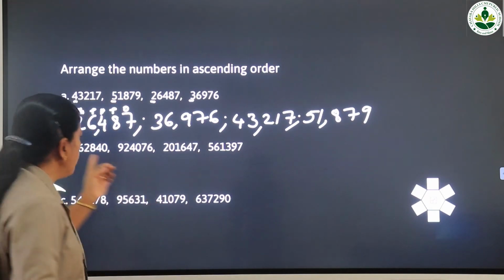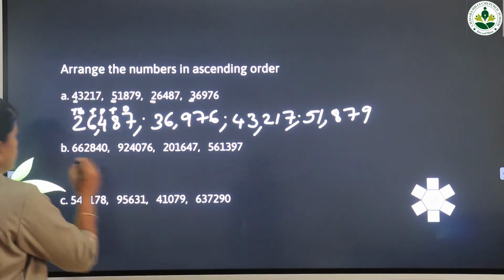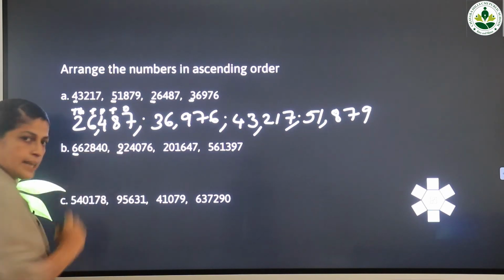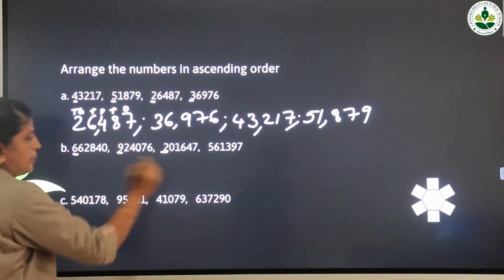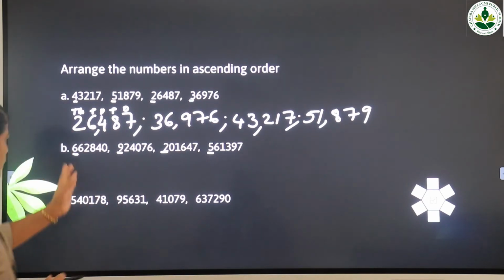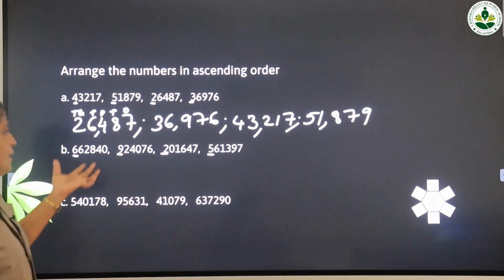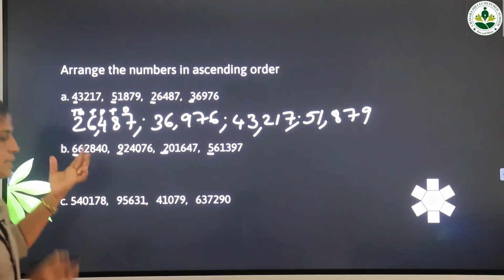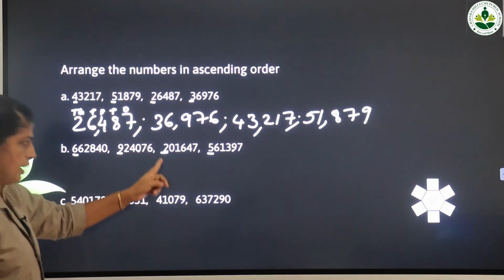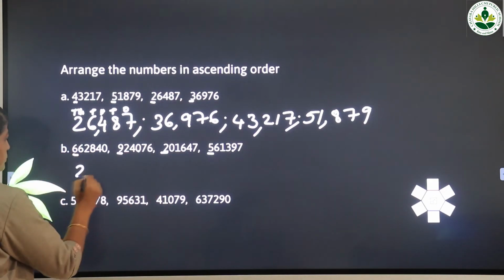We should compare the leftmost digit in each number. Therefore, the leftmost place digit is this 6 in the first number, 9 in the second number, 2 in the third number, and 5 in the last number. Then 6, 9, 2, and 5. Among these four numbers, which is the smaller one? You know 2 is the smallest number. Therefore, this number will be the smallest number.